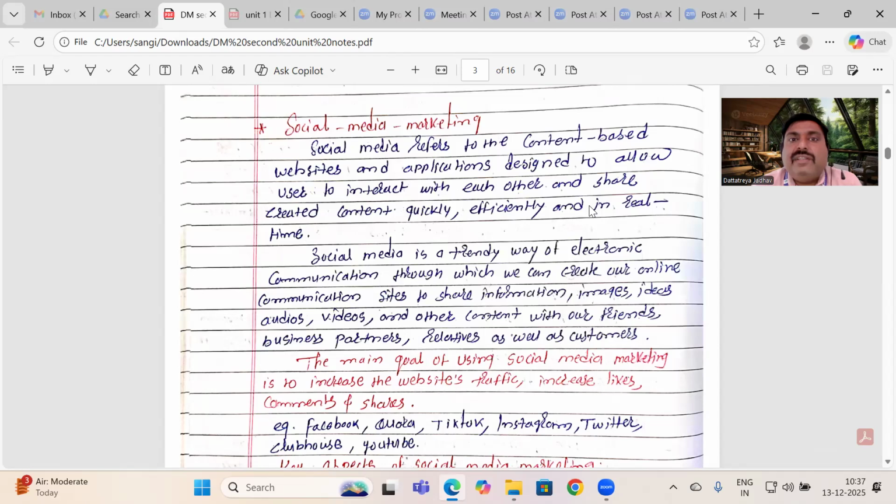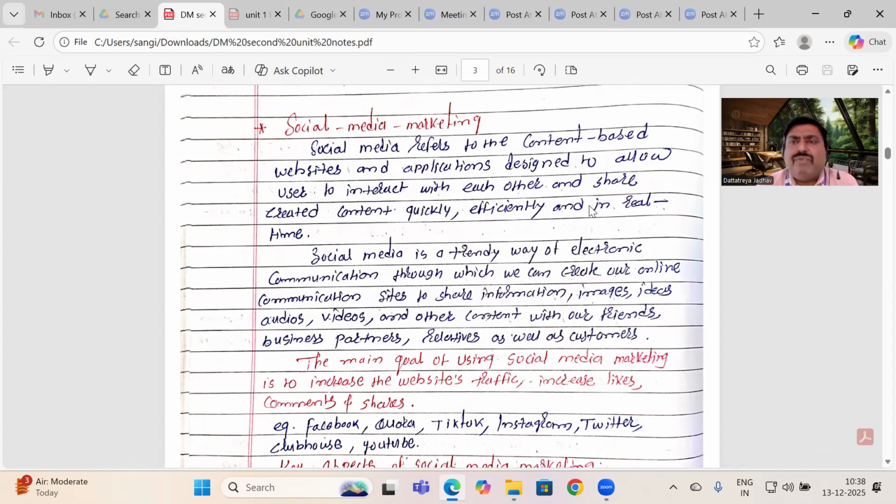share and create content quickly, efficiently, and in real time, right? So we know that almost all people currently go with social media. It may be Facebook, it may be WhatsApp, it may be Instagram. They have their accounts and a number of people are interconnected with them.